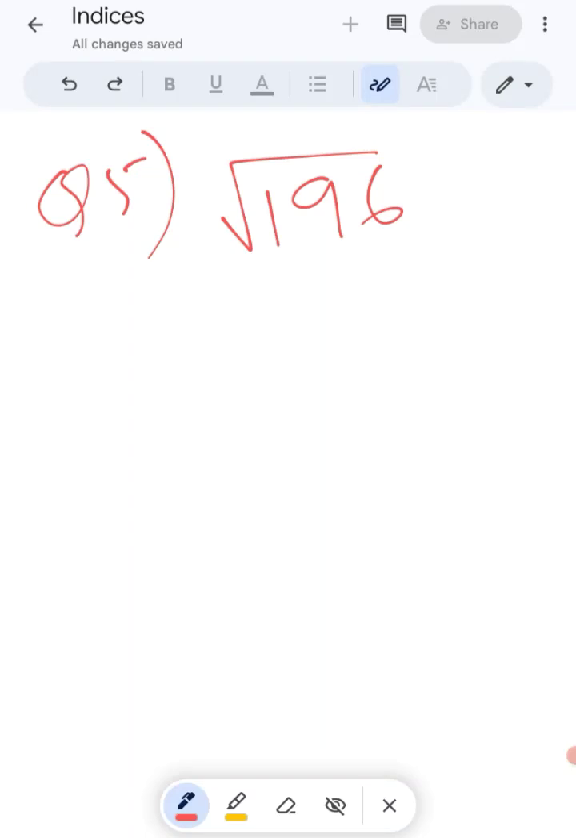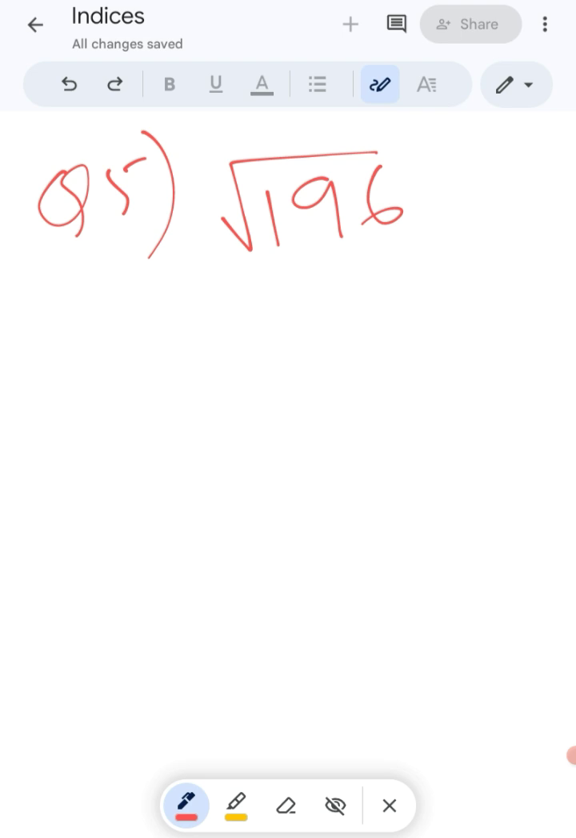Bismillahirrahmanirrahim and Assalamu alaikum. We are starting with question number 5 of exercise 4B, Indices. Let's start with it. The first part says evaluate each of the following without the use of a calculator, and it's written root 196.